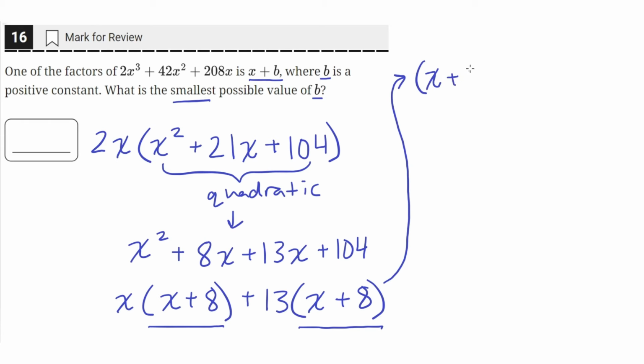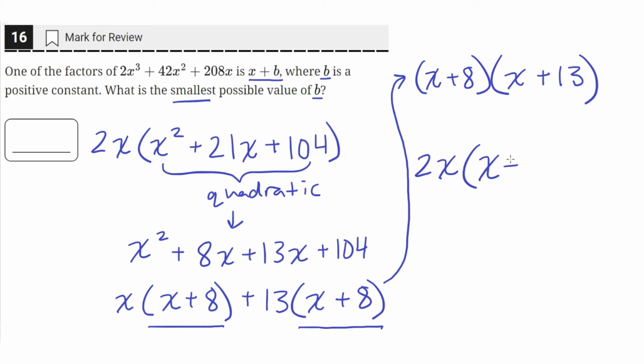We'll be left with an x plus 8 on the outside, and then we'll be multiplying x plus 8 with an x and a 13. So x plus 13. Okay, so then let's plug this factored expression back into our original expression. So we'll have 2x times x plus 8 plus x plus 13. So this is the completely factored form of our original expression up here.